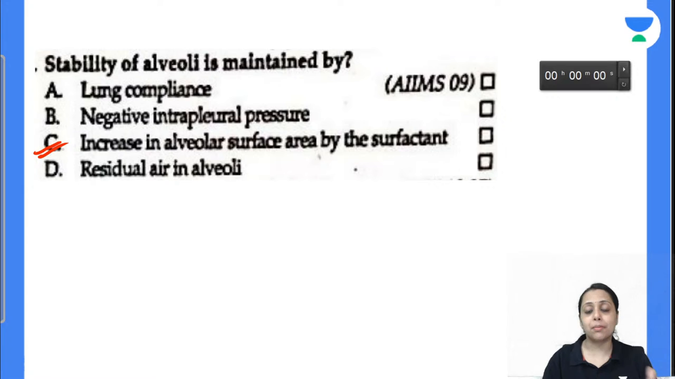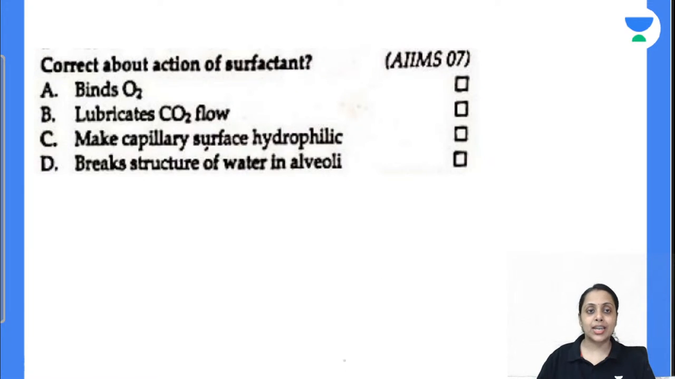Compliance is the stretching ability of alveoli. Alveoli की tendency क्या होती है to collapse due to the surface tension exerted by water particles. And यही surface tension को मैं reduce करता है surfactant by decreasing the alveolar surface tension. Answer is C. Is this clear? Answer is not A, it is C.